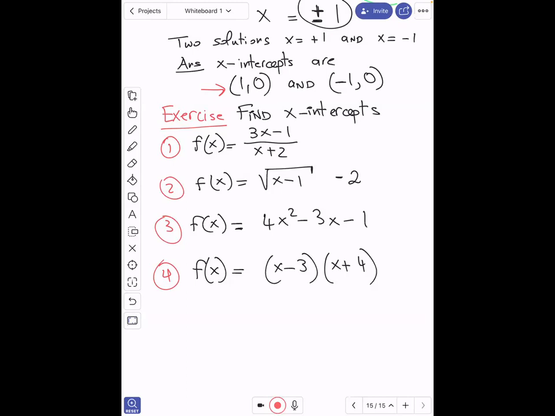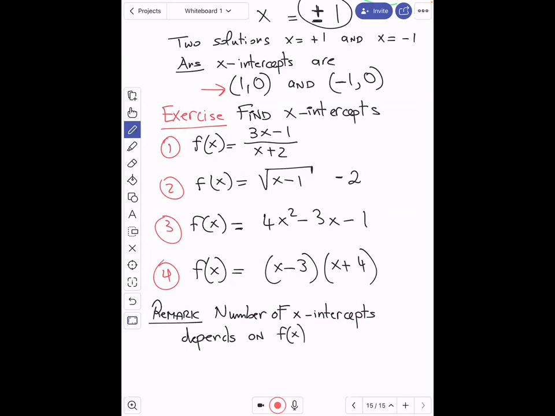So let me just write it as a remark right here. The number of x-intercepts depends on the function f. Depends on f of x. I mean, it can go from 0 to, I don't know, an infinite number of x-intercepts, I guess.